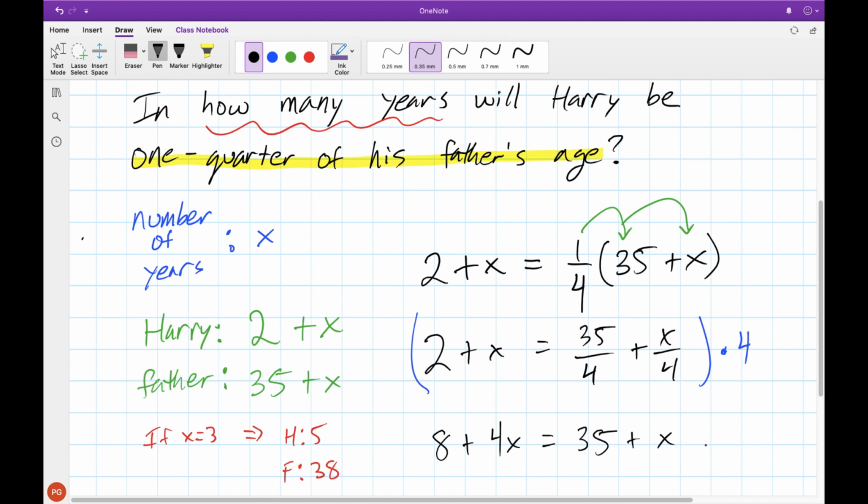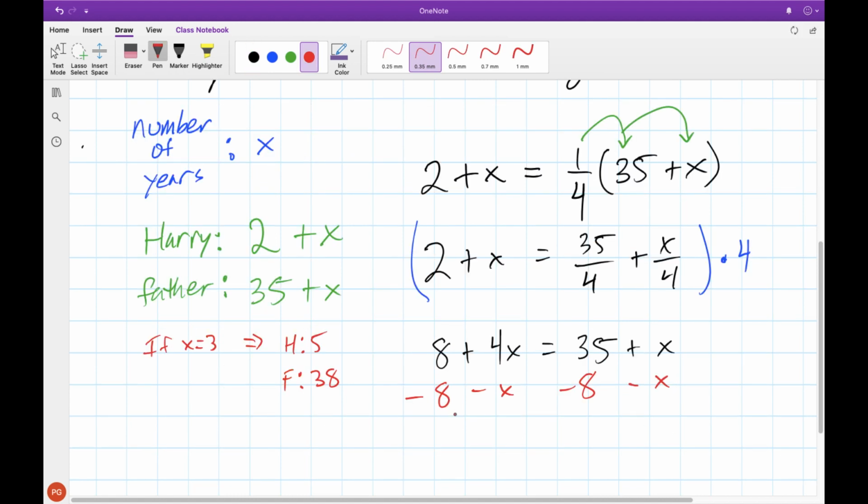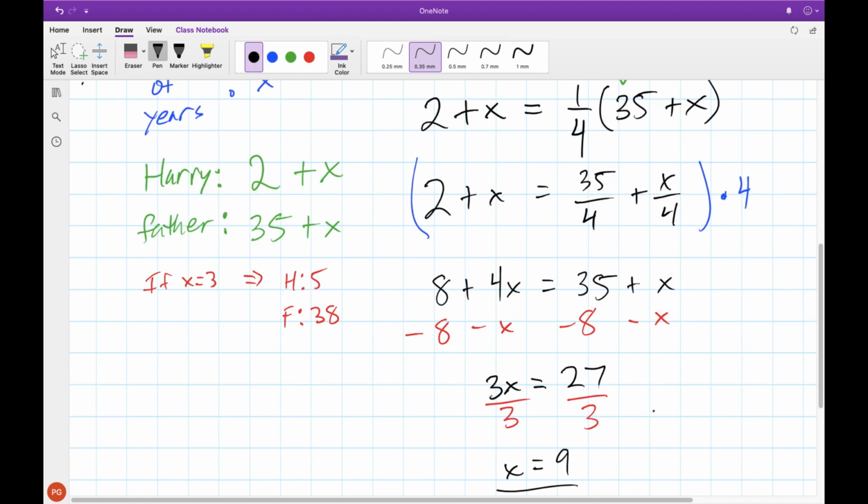Again, we're going to take all of our x's and move them to the left, and take all our numbers and move them to the right by doing the following. I'm going to subtract x from both sides to get rid of x on the right, and subtract 8 from both sides to get rid of the 8 on the left. We'll end up with 3x equals 27. Divide both sides by 3, and we'll get that x equals 9.